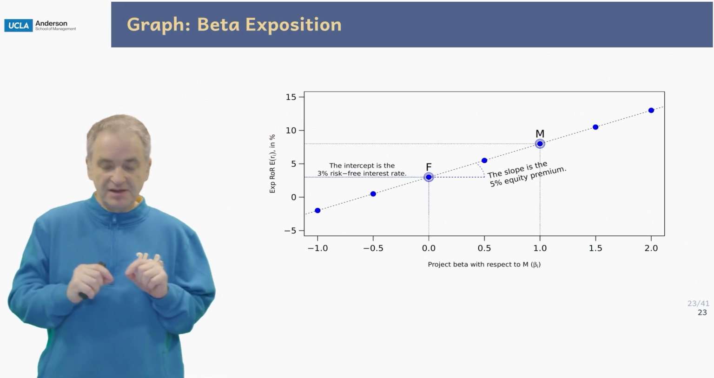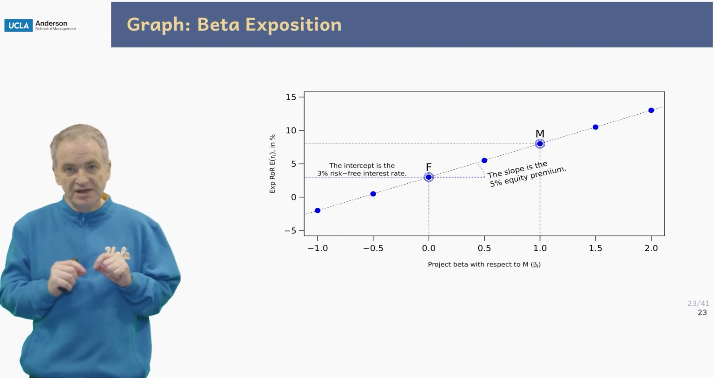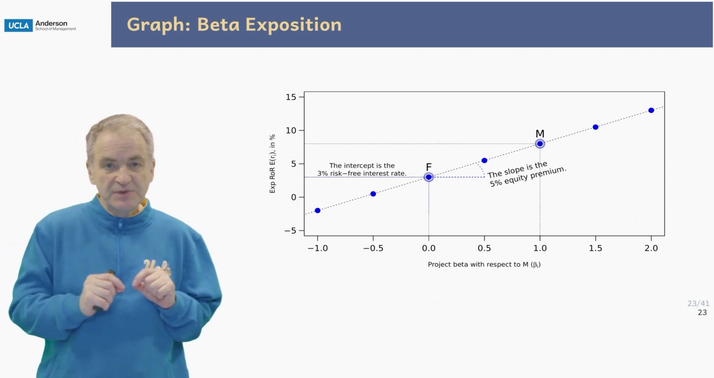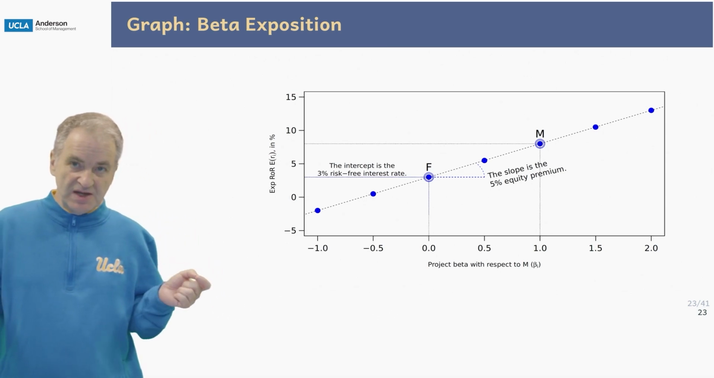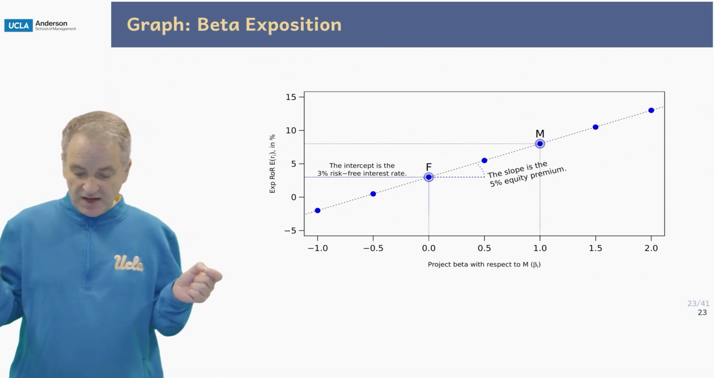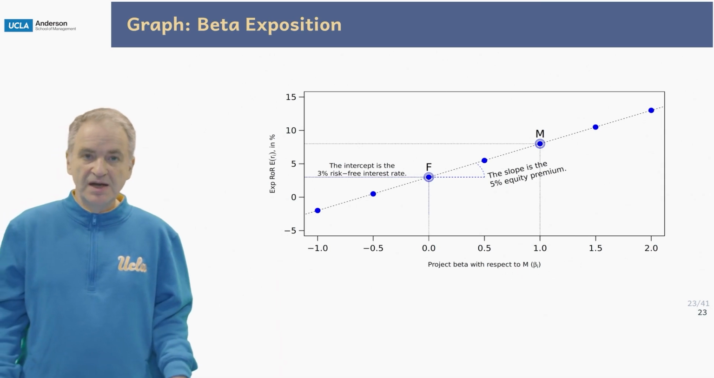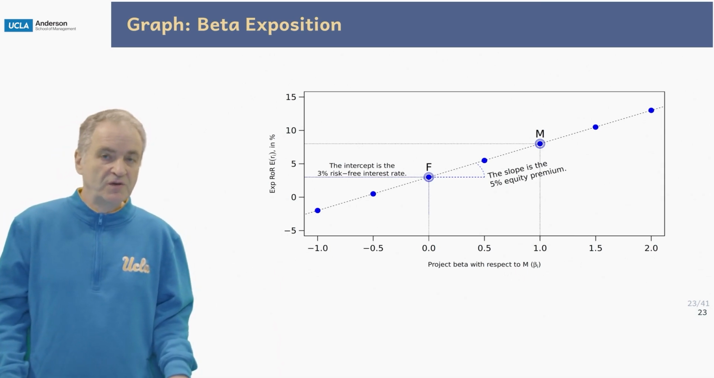In this particular example, I have the risk-free rate as 3%. That happens when beta is 0. And the 5% is the equity premium here, so that when the beta is 1, I have an expected rate of return of 8%.